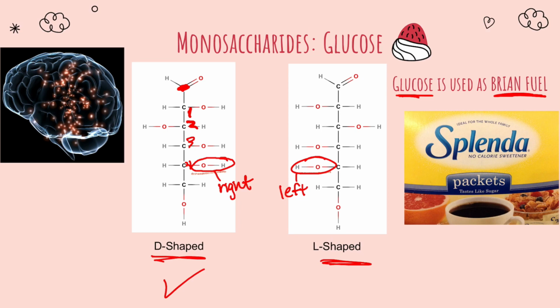So most should stick with D-shaped glucose, D-shaped sugars or D sugars, because they're just better for you. Now, L sugars act like D sugars. D sugars are actual glucose that the brain uses. L sugars are kind of like impersonators of D sugars. So when we ingest L sugars, our brain is like, oh yeah, I'm getting glucose.